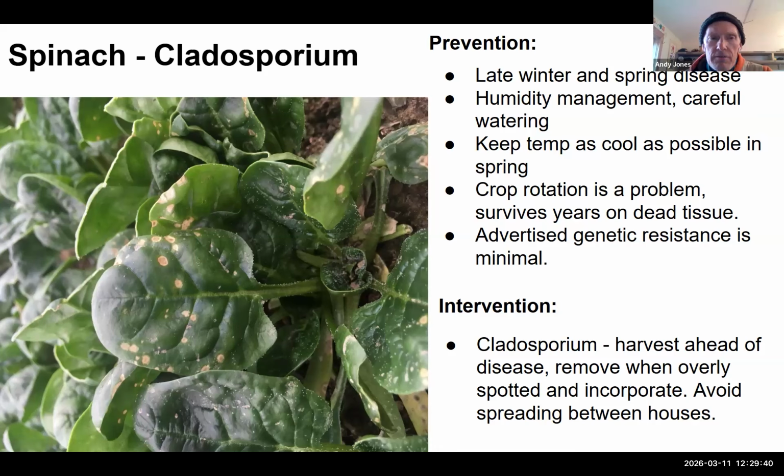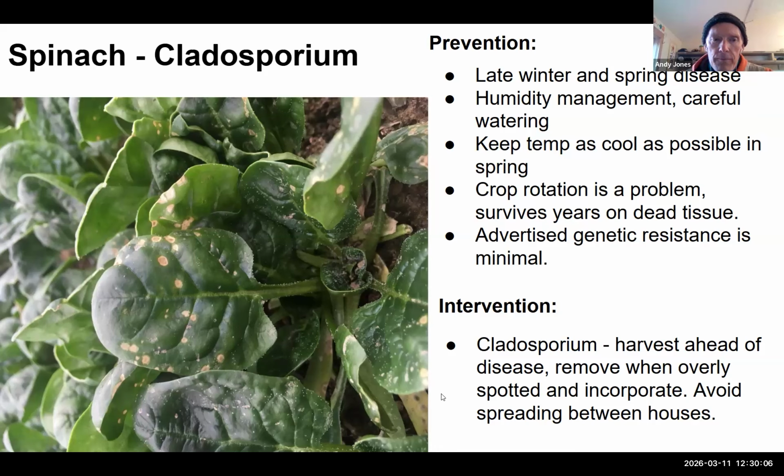Crop rotation is a problem because it survives for long periods of time on dead tissue. And we haven't found that there's a lot of genetic resistance. Mostly it is not advertised on, and since we're also looking for the downy mildew resistance, there aren't varieties out there that are really cross resistant in any substantial way.